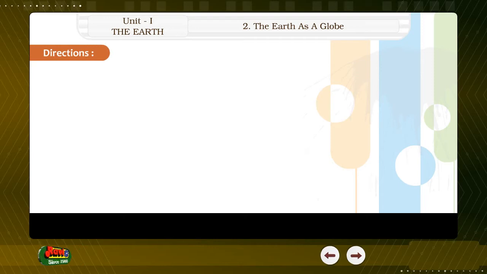The upper side of the map will always show north. The lower side of the map will always show south. The right side of the map will always show east. The left side of the map will always show west. The universal fact is that the sun always rises in the east and sets in the west.